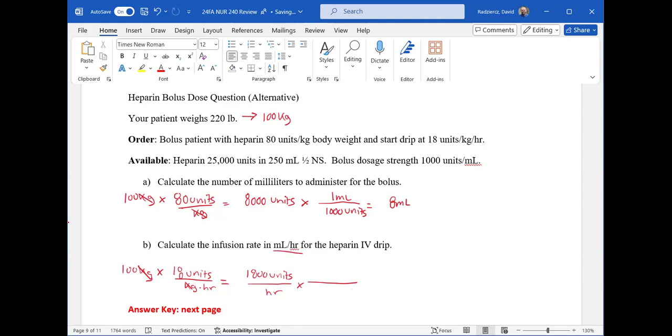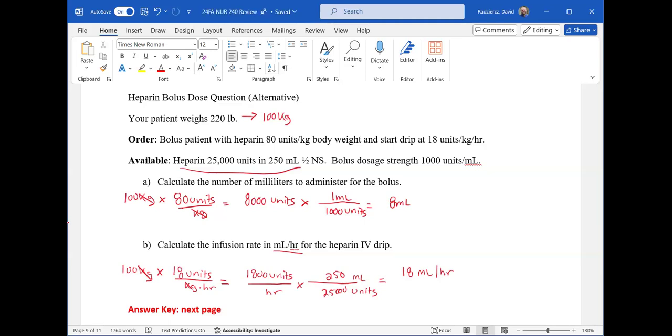So what I'm going to do is convert units to milliliters using my available 25,000 units, 250 milliliters, half normal saline. So they say you don't have to guess where these things are coming from. It tells you, you just have to know where to find it. So 250 milliliters, 25,000 units. And then you're going to get 18 milliliters per hour. Is that right? Just double check. Yeah, 18. Okay. Got myself confused.